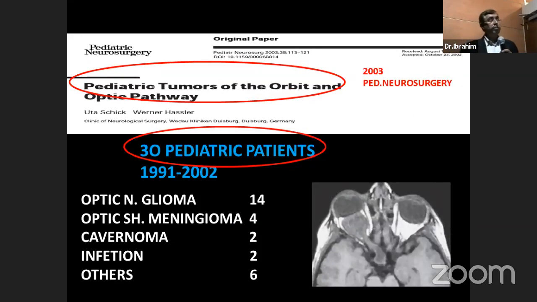Pediatric tumors of the orbit, 2013. And pediatric neurosurgery. In the neurosurgery journals, we have the adult journal, the pediatric journal, the spinal journal, the minimally invasive journal. Four journals from one institute, which is the CNS. So 30 pediatric patients in this period of time, the majority are benign.